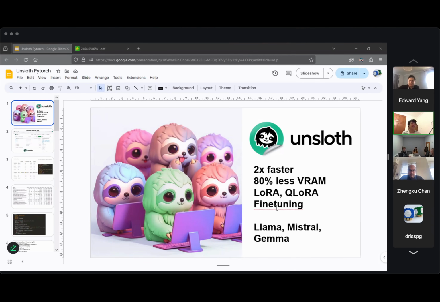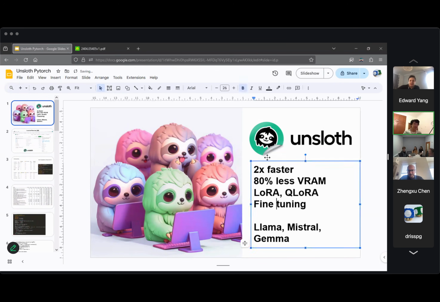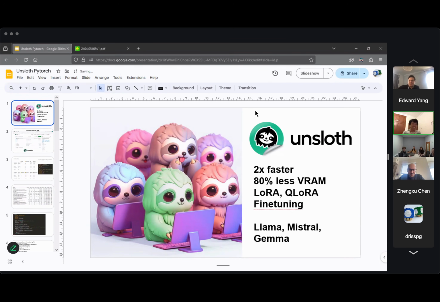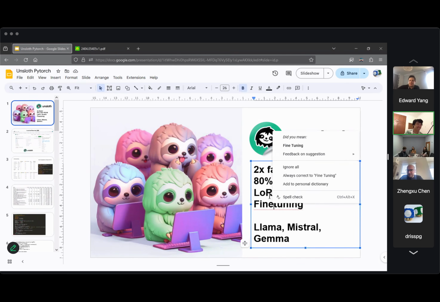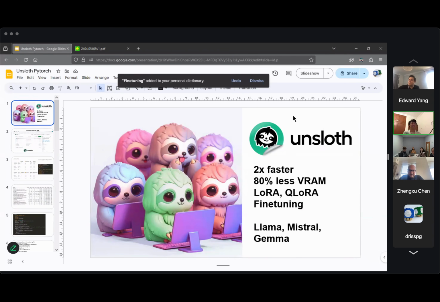Error fine tuning. Okay, whatever. Yeah, I always spell it like that. I don't even know what the correct way is. Is it with a space? Is it two words? Whatever. Okay, let's see if it works. Is it like add to dictionary? That's the only solution. Let's add it to the dictionary. Yes, there we go.